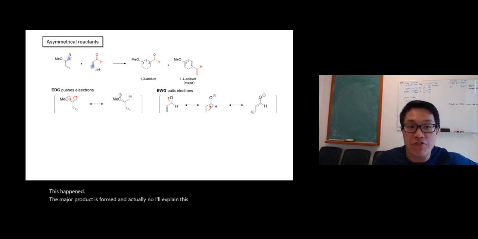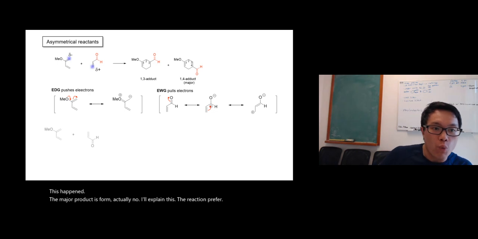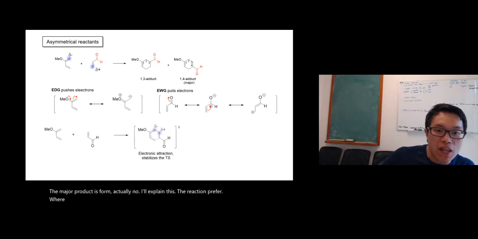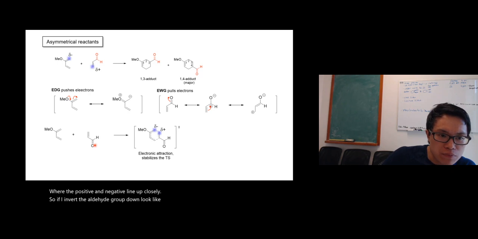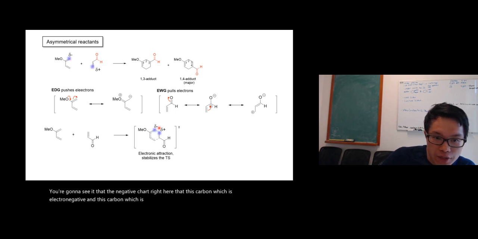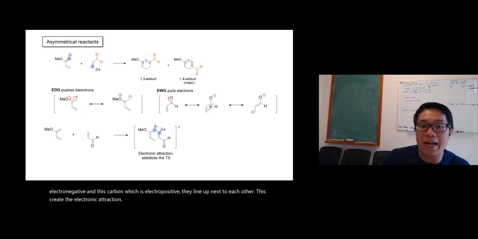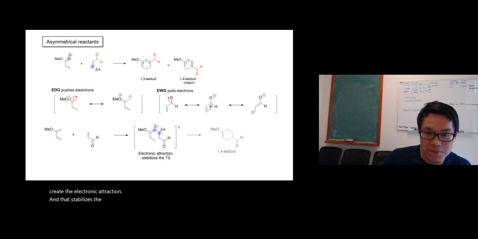The reaction prefers where the positive and negative line up closely. Okay, so if I invert the aldehyde group down, like this, flip it over, you're going to see that the negative charge right here, this carbon, which is electronegative, and this carbon, which is electropositive, line up next to each other. This creates the electronic attraction, and that stabilizes the transition state. Okay, so you get a 1,4 adduct.